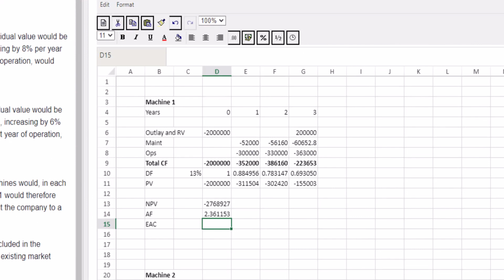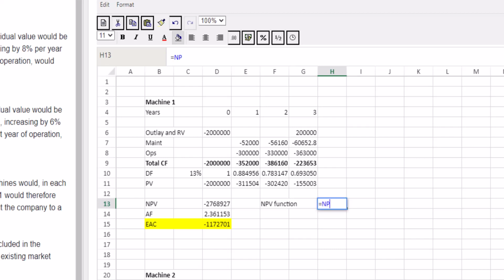Now to get the equivalent annual cost, you simply take the net present value and divide by the annuity factor. That gives you an equivalent annual cost for the 3-year cycle. So highlight it for the examiner. Now you could have done the net present value by using the net present value function to find the present value of the cash flows from year 1 to 3. It's an anomaly, but it doesn't actually calculate the net present value. It just calculates the present value of the cash flows from year 1 onwards.